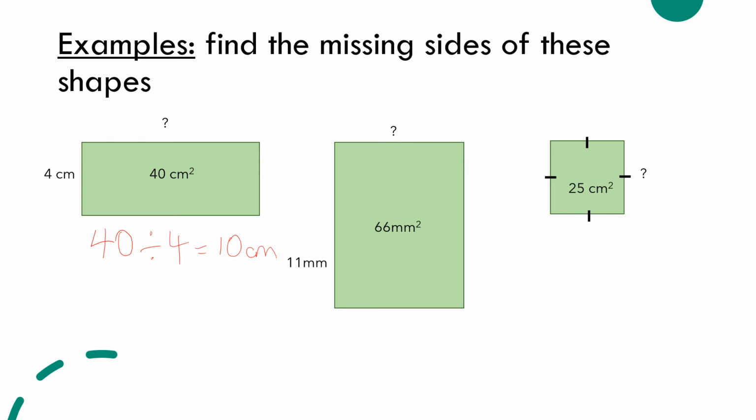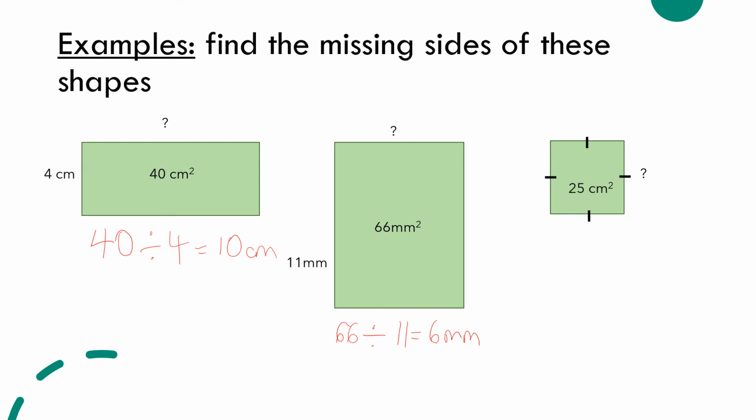We're going to do the same on the next one. We'll take the area, which is 66, and we divide, because we're working backwards again, by 11 to give me 6. And the units in this question are millimetres. It's not millimetres squared because we're now working with length, that's 1 dimension. We're not working with area, which was 2.